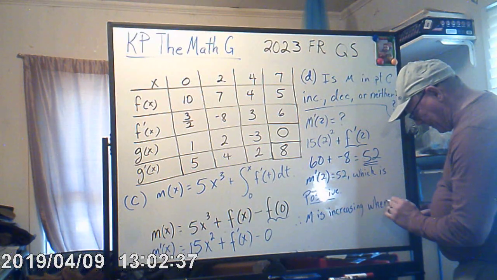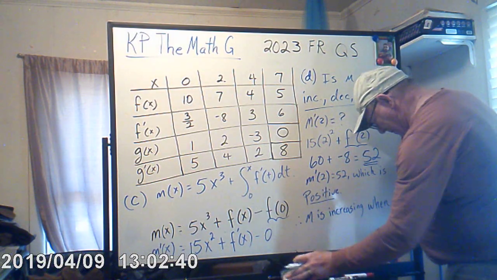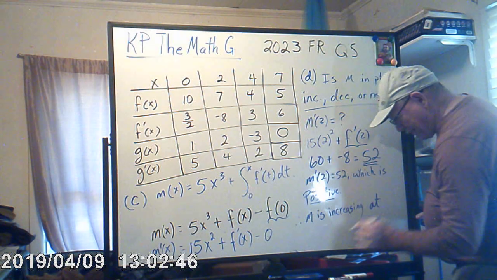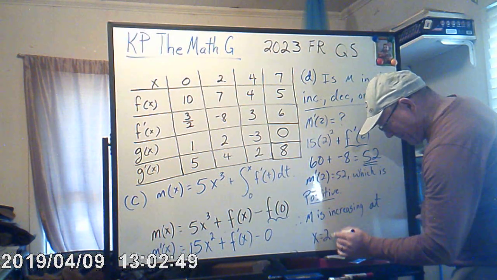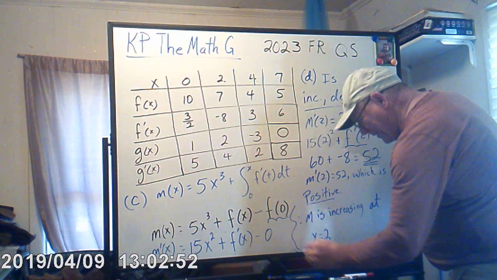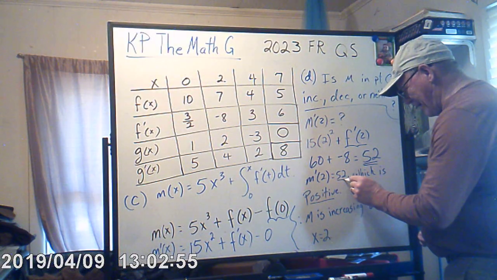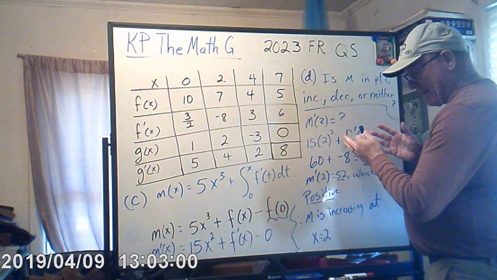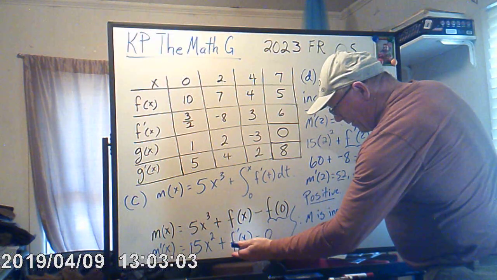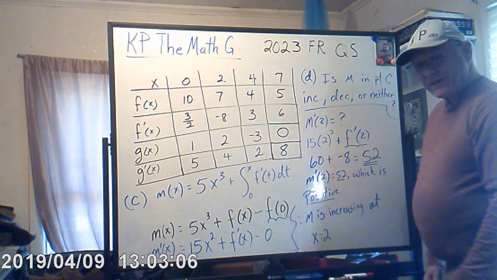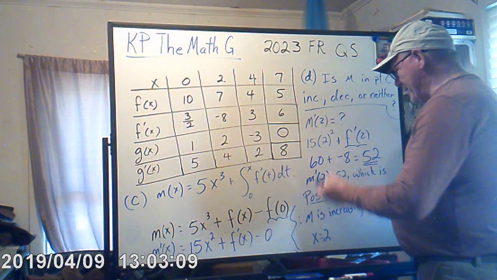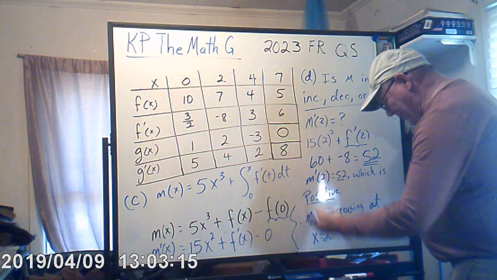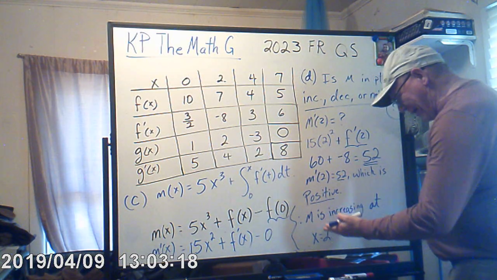At X equals 2. You have to have some explanation to get the full point. You can't just come down and say 52. You're going to get some credit if you do. They're going to give you some credit for knowing this. Alright? They're going to give you some credit for finding 52. And, of course, if you want all the points, you've got to say M is increasing.